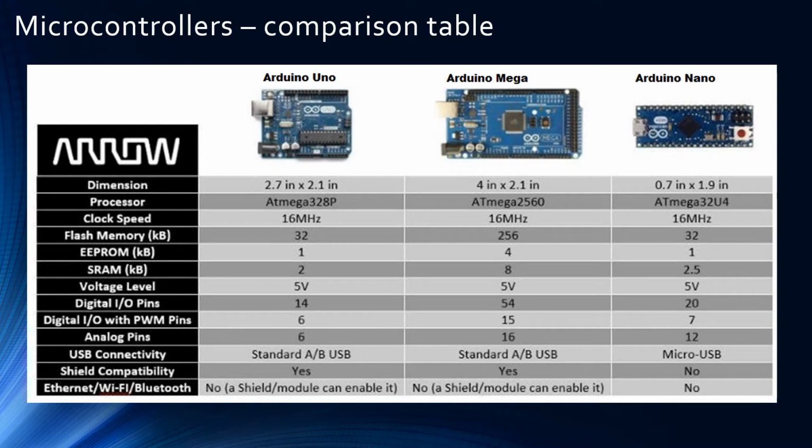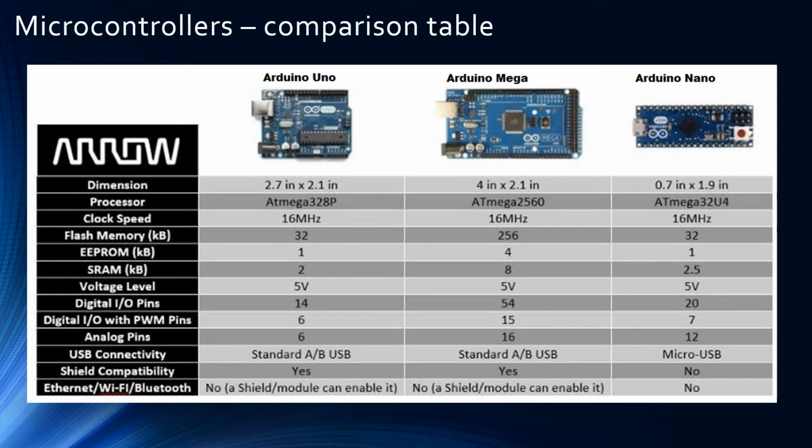So the capacity of the memory is different, as well as the digital I/O pins, the pins that can be connected to input and output. As you can see here, the Arduino Uno only has 14 pins. This is the smallest. Arduino Nano, a little bit bigger, has 20 pins. The Arduino Mega has the largest, which is 54 pins.